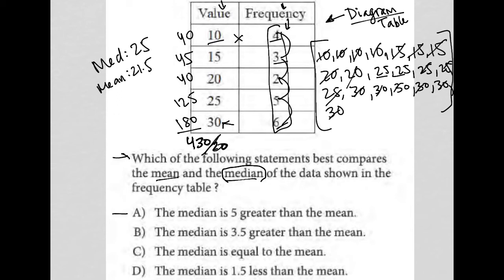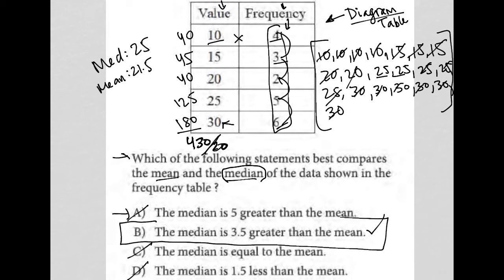So then the answer choices say, A, the median is 5 greater than the mean. Well, no, it's only 3.5 greater, so that's not true. B, the median is 3.5 greater than the mean. That's exactly right. I just mentioned that, right? Choice C, the median is equal to the mean. No, not at all. And then choice D, the median is 1.5 less than the mean. No, not at all. So the answer here is choice B.